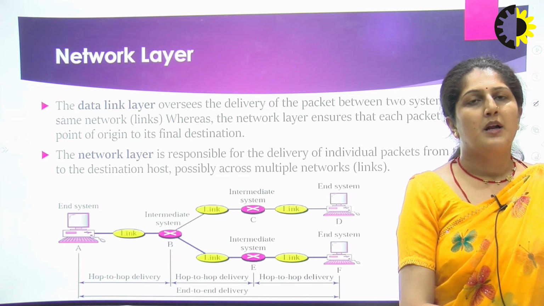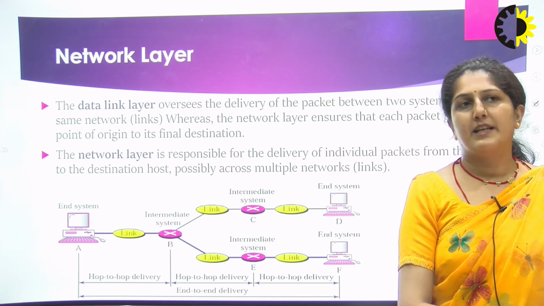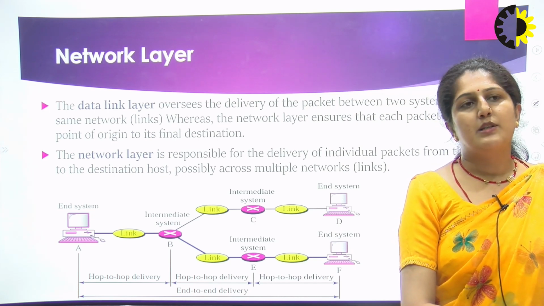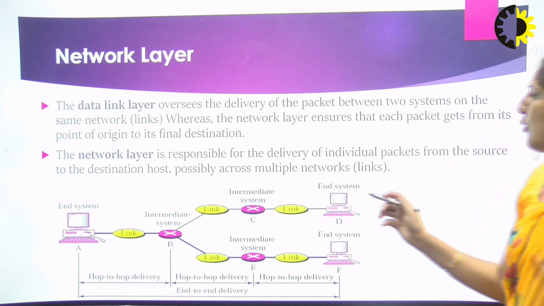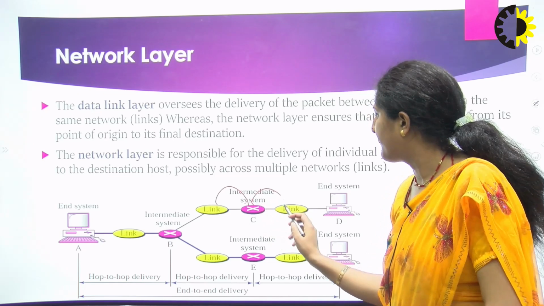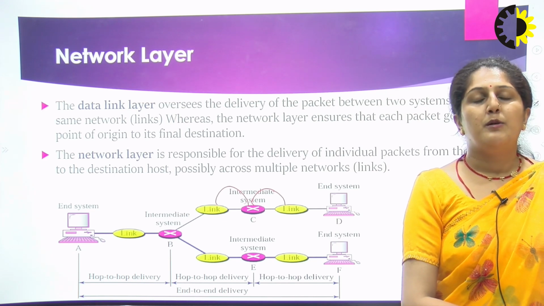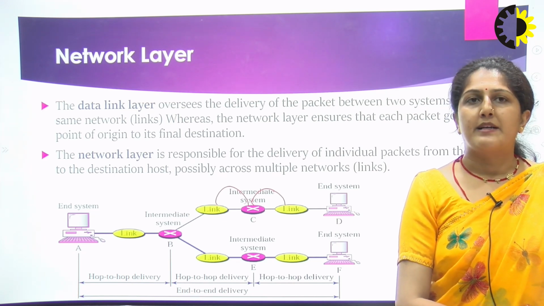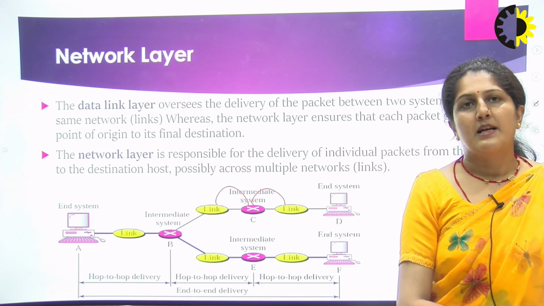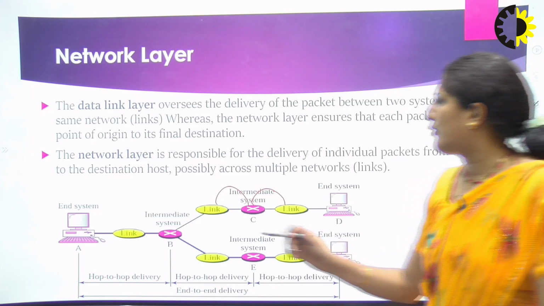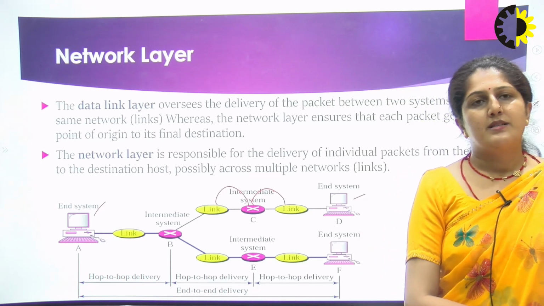What is the network layer? It is the third layer from the bottom to top, above the data link layer. The data link layer is used for hop to hop delivery. But the network layer is responsible for delivering individual packets from the source to the destination host, possibly across the network links. That means it is an end-to-end delivery from one end system to another end system.